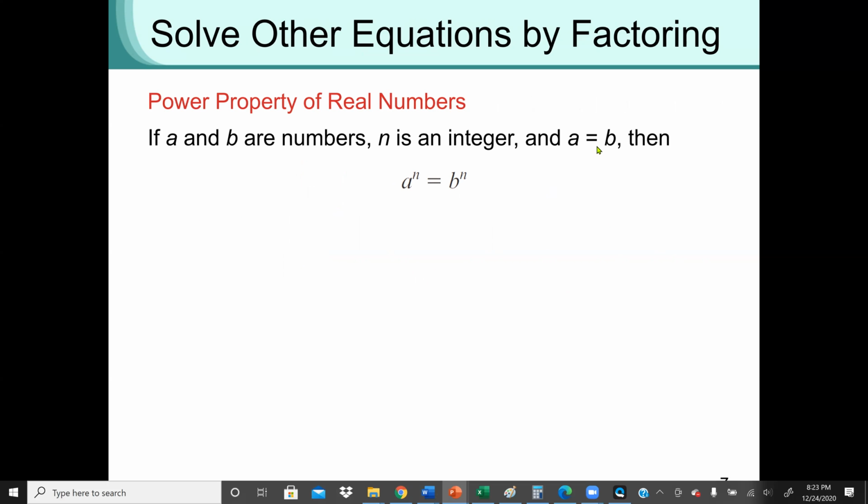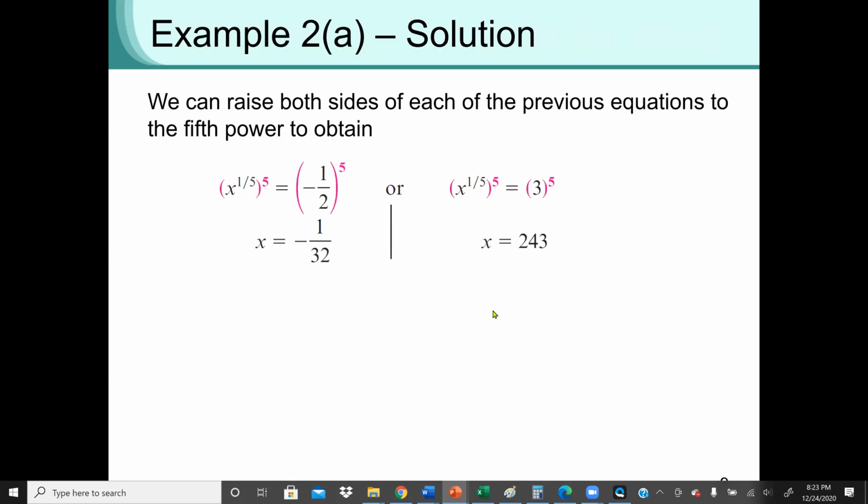If I have a equal to b, and I have an n value, I can raise a to the power n equal to b to the power n. It's the same as a equal to b, as long as the two n are the same. So a to the power 2 equal to b to the power 2 is the same as writing a equal to b. The powers balance each other.